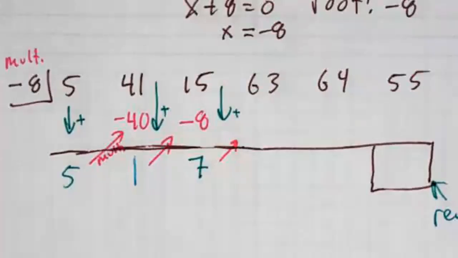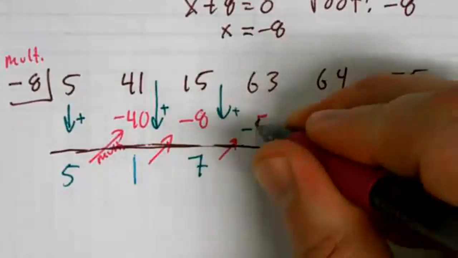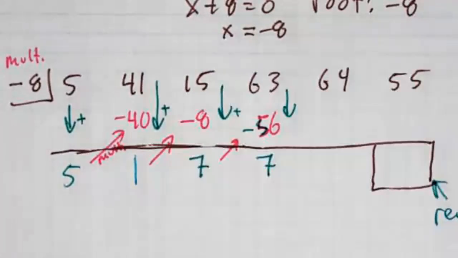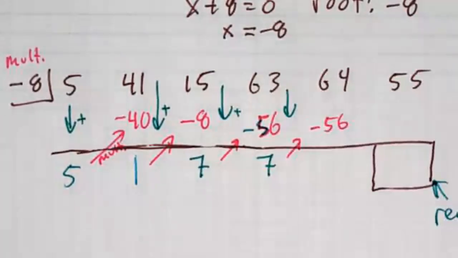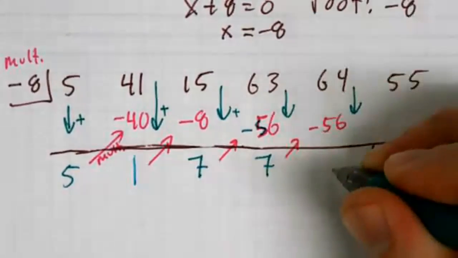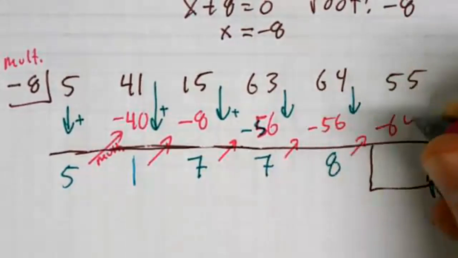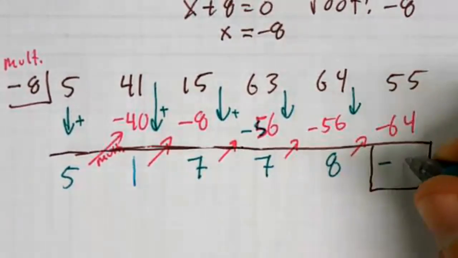7 times -8 is -56. Which is where I screwed up when I was doing the long division. 63 plus -56 is 7 again. 7 times -8 is -56 again. 64 plus negative 56 is 8. 8 times negative 8 is negative 64. 55 plus negative 64 is negative 9.